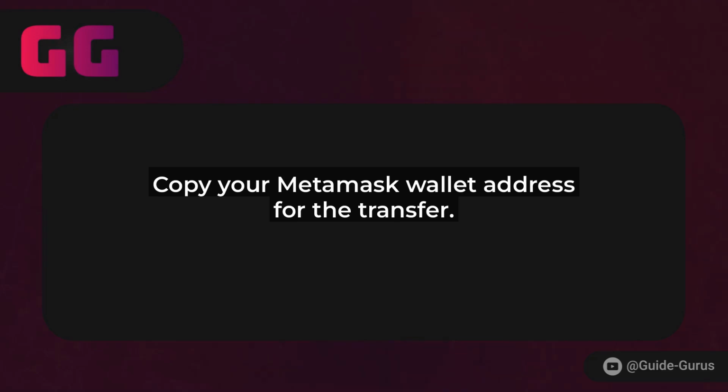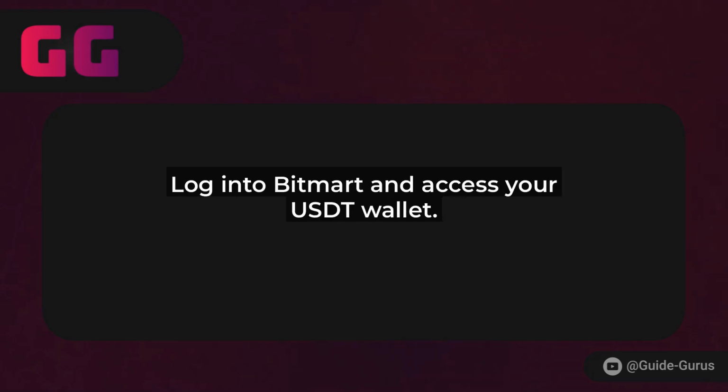Step 2. Copy your MetaMask wallet address. You can find it by clicking on your account icon in the top right corner. Just highlight and copy it to your clipboard. Now, switch over to Bitmart. Log into your account and navigate to the Wallets or Assets section.